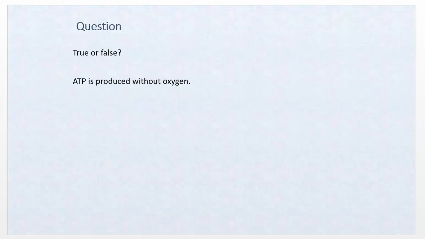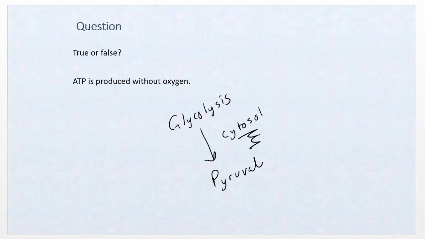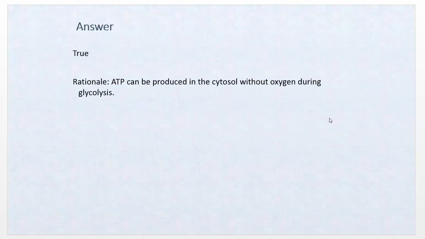There are a couple of questions. True, false. ATP is produced without oxygen. Yeah, sure. That can happen, and we call it glycolysis. And where does it happen? It happens in the cytosol. Okay. What if you don't have oxygen though? So normally glycolysis produces pyruvate, but if you don't have oxygen, then it produces lactic acid. Very important. Okay. True, rationale, ATP can be produced in the cytosol without oxygen during glycolysis.